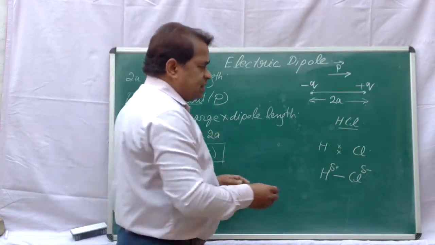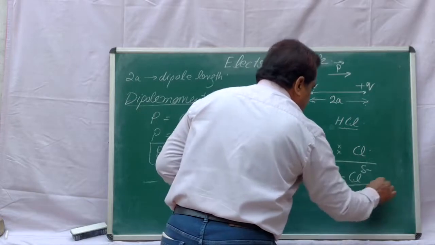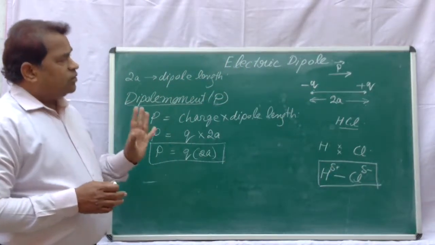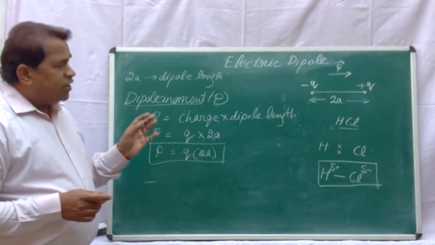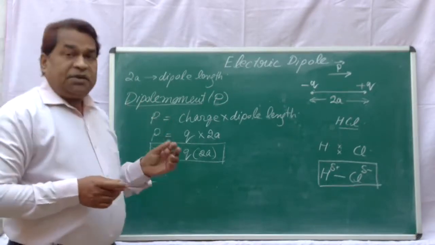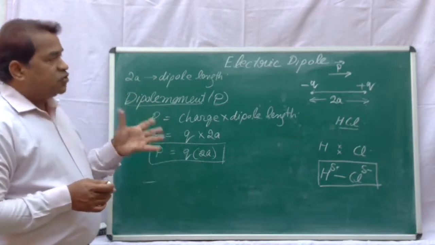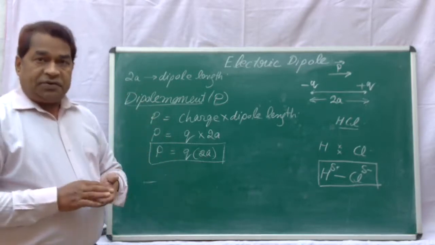So in this case, this is the explanation about the formation of electric dipole. Now in this case, we are going to see what is the expression for torque acting on an electric dipole when it is placed in an external electric field.